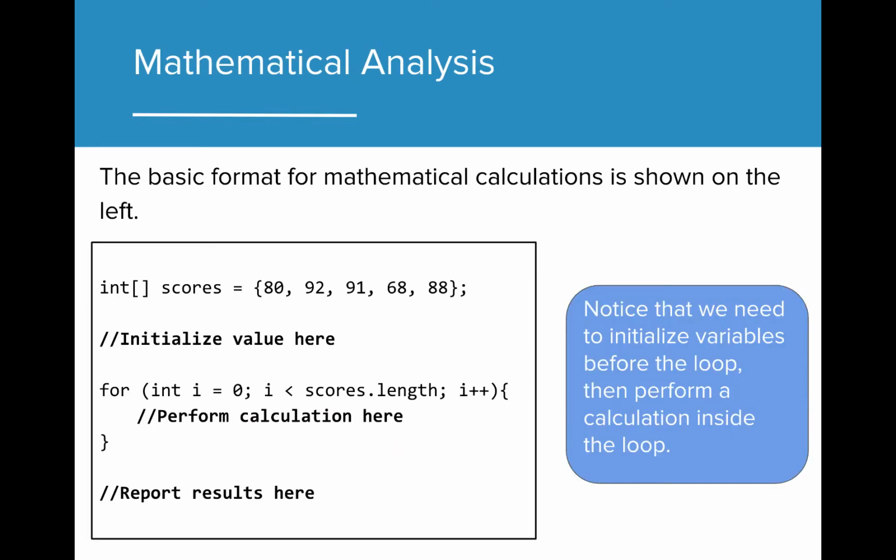The first group of algorithms deals with analyzing numbers, for example, finding a sum or average. The basic format for this category is to initialize a value before our loop, then perform the calculation inside our loop, and finally report our results at the end. Let's take a look at this example.